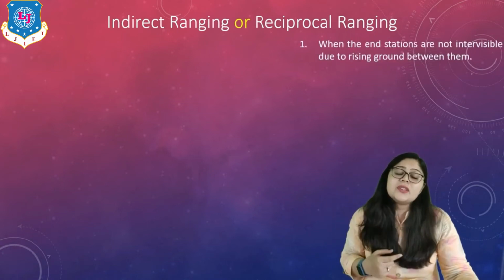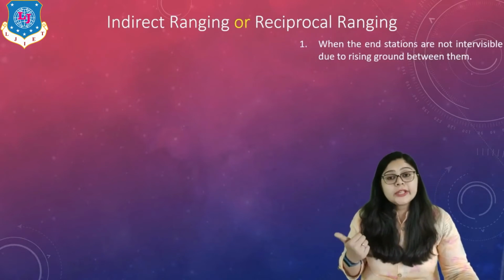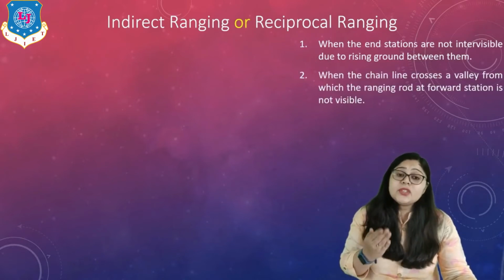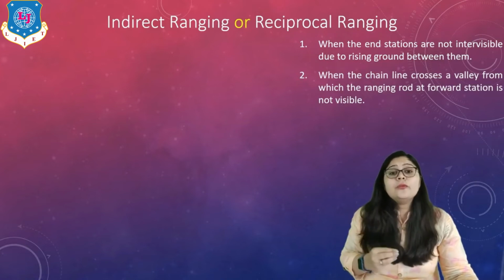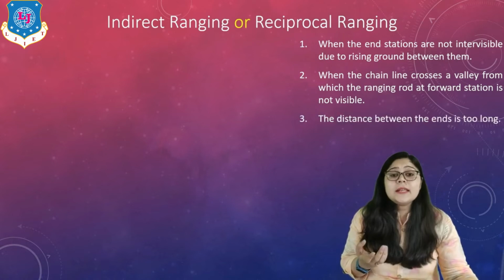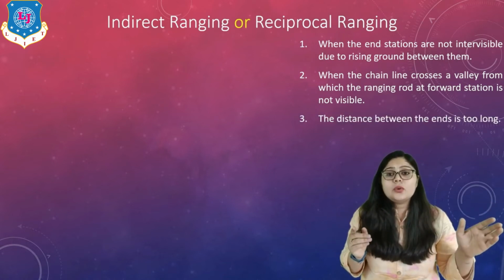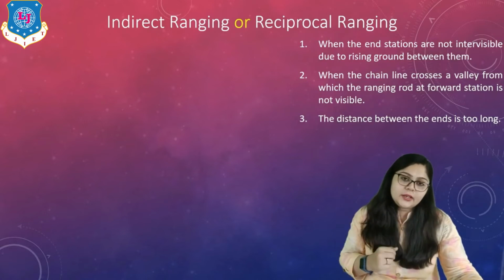So when the end stations are not intervisible due to rising ground between them, we should go for the indirect ranging, as well as when the chain line crosses a valley from which the ranging rod at the forward station is not visible, and lastly when the distance between the two ends is too long. At that time also we have to go for the indirect ranging, right?